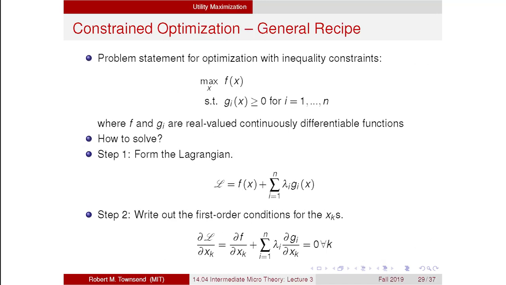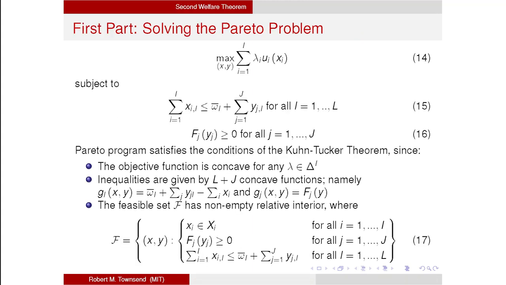Here's the review slide. We did this the first time it came up with consumer optimization subject to a budget. And I said, oh, now we're going to learn a cool tool, the tool of constrained optimization. So we maximize the function subject to a series of constraints. We formed the Lagrangian, took derivatives, and looked at the additional first order conditions, which I'm about to show you again in the context of the problem. So that was a review slide.